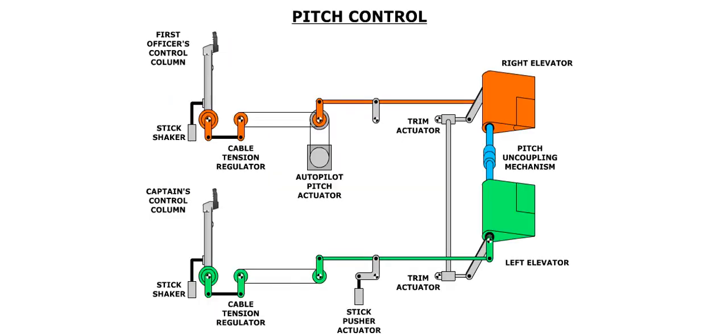Pitch control is achieved by positioning the two elevators through the control columns. Each control column mechanically controls the associated elevator. A coupling mechanism also drives the opposite elevator and indirectly positions the opposite control column.